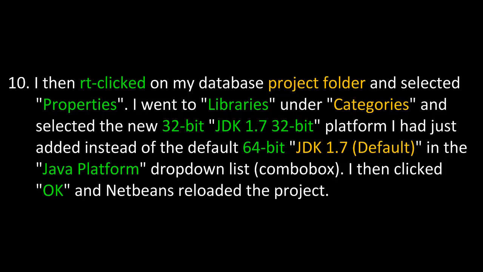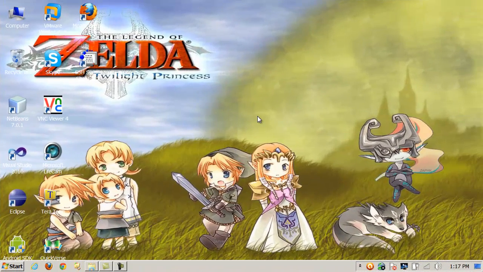So in step 10, I right-clicked on my database project folder and selected Properties. I went to Libraries under Categories and selected the new 32-bit JDK 1.7 32-bit platform I had just added instead of the default 64-bit JDK 1.7 default in the Java Platform drop-down list or combo box. I then clicked OK, and NetBeans reloaded the project. If you're doing all 32-bit or all 64-bit, you don't really have to perform these extra steps. But if you're setting up a hybrid development environment where you're going to switch back and forth between 32-bit and 64-bit, you'll have to perform some additional steps, both globally and on a per-project basis. So I'm going to open up NetBeans here.